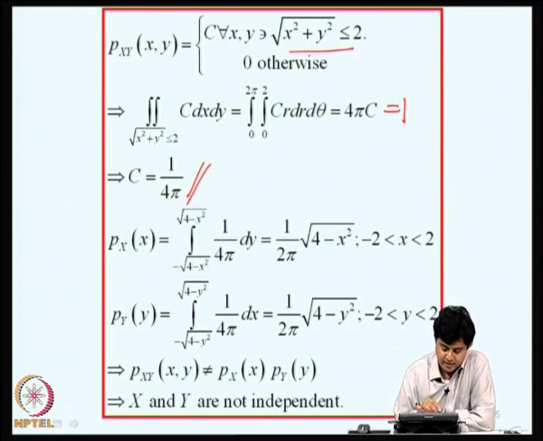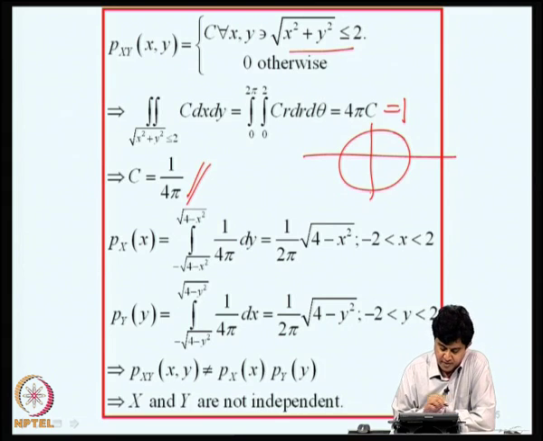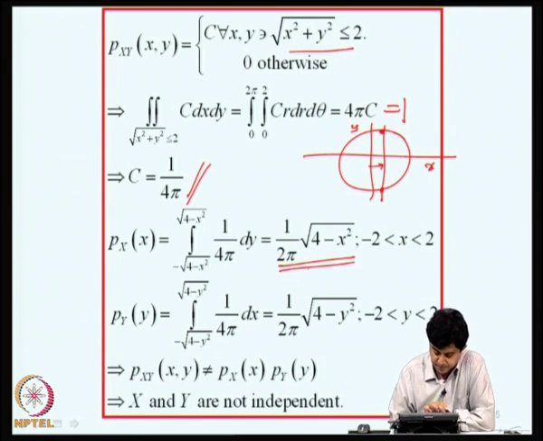Now, how do we evaluate the marginal density Px of x? So, we need to integrate. This is x, this is y, and we need to integrate from this point to this point. So, if this is x, this will be minus square root of 4 minus x square and this will be plus square root of 4 minus x square, of 1 by 4 pi dy, and we get this density function.